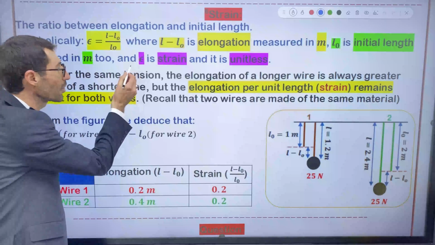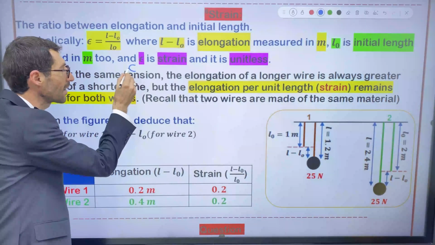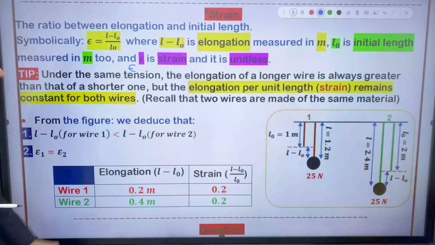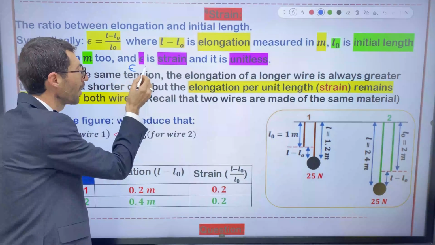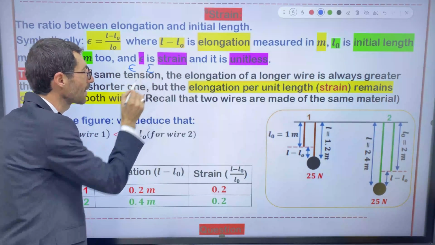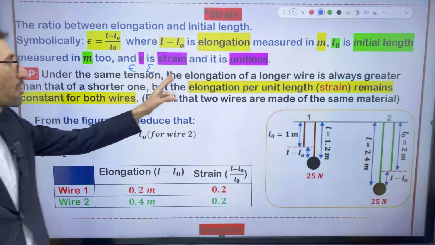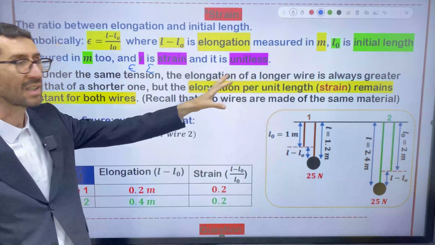Epsilon, you can write it like this, like a C with a small line in the middle, or you can write it like this, epsilon. Epsilon is a strain and it's unitless. It doesn't have any unit.